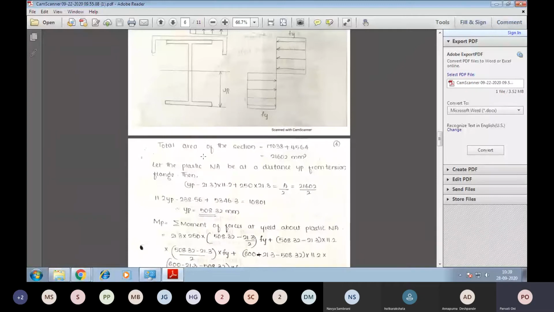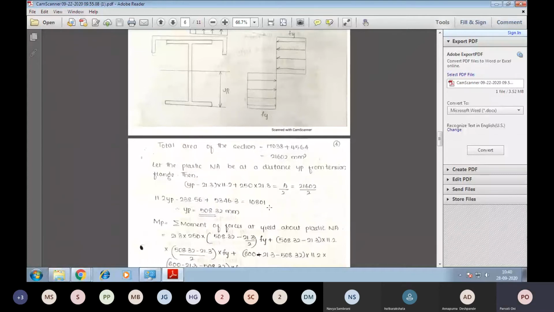So how will it be? The area of this flange section is 250 into 21.3, correct, into the distance of CG of this till the neutral axis. From here to here I have 508.32 as YP. The CG of this flange will be at a distance of D by 2, where D is 21.3. So I need the distance from here till the CG, which will be 508.32 minus 21.3 divided by 2. I will get the distance of this NA till the CG of this flange, into Fy.